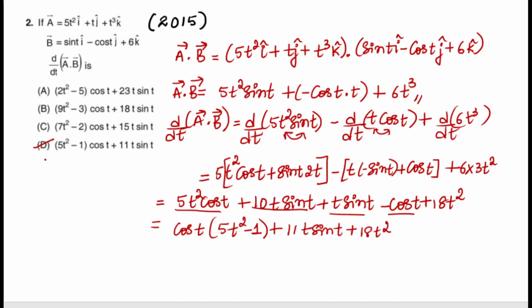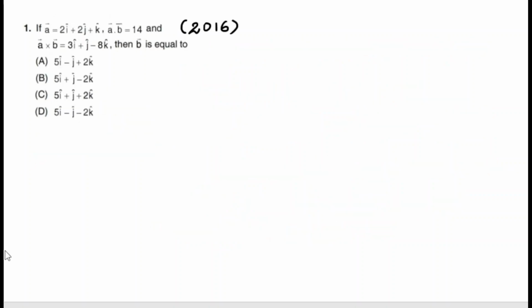From looking at the options, I can tick the D option, that is 5 times t square minus 1 cos t plus 11 times t sin t. Here the t square term has been omitted. So I can tick the D option, right? Yes. Let us move to the next question.